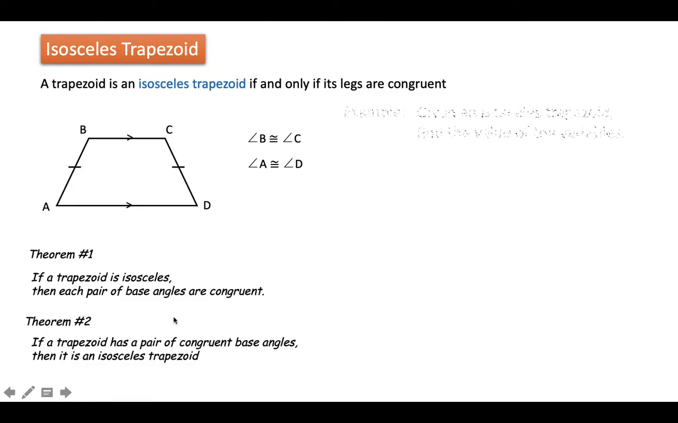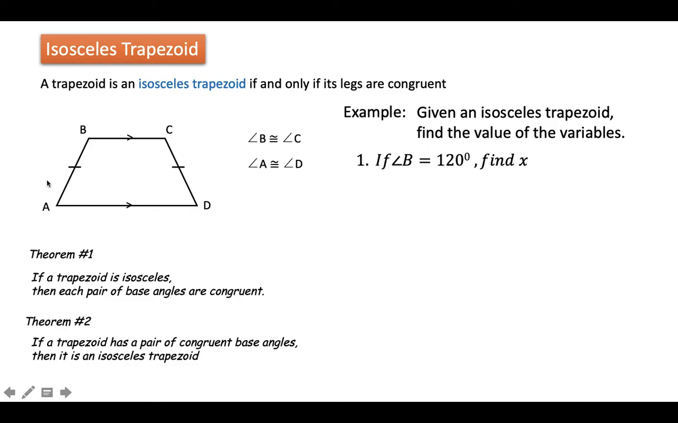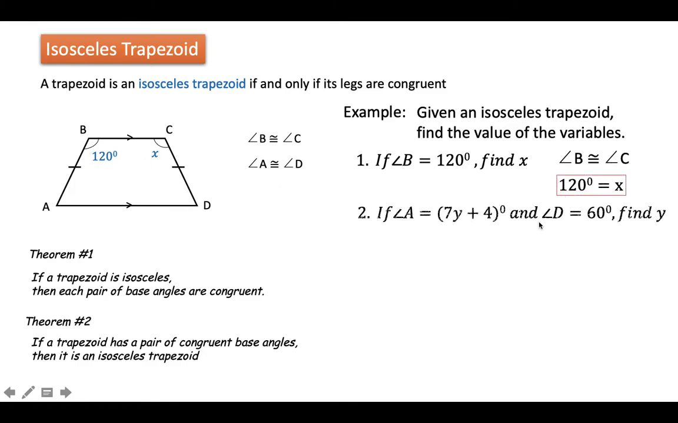Okay, so let us apply this theorem. Let's say we have a given isosceles trapezoid. Find the value of the variable. So we are referring to the same diagram. If angle B is equal to 120 degrees, find the x. So this one, the angle C. Since angle B is congruent to angle C, these two base angles have the same measure. So we can say that angle x is equal to 120 degrees.